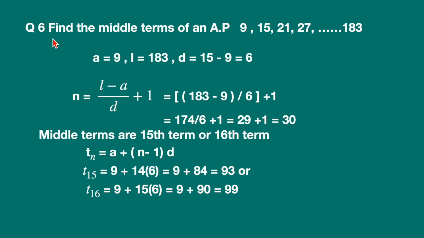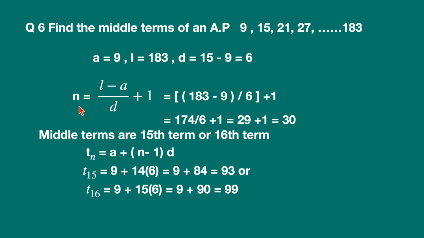Question 6. Find the middle terms of an AP 9, 15, 21, 27, ... 183. So here in the sum they have given us the last term, 183. They are asking us to find the middle term. For that, first let us find out what term this last term is. First term is 9. Last term is 183. The difference d is 15 minus 9, which is 6.